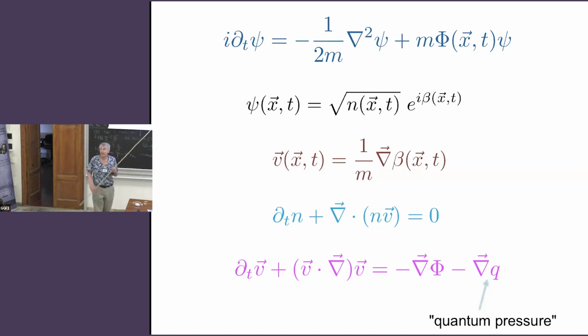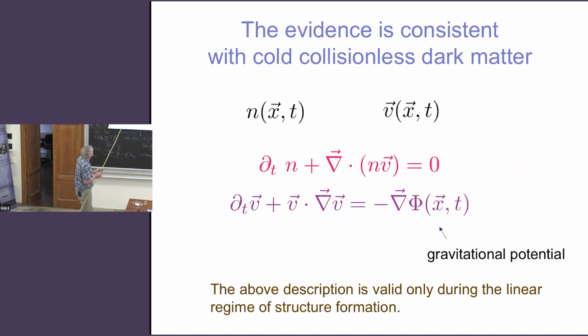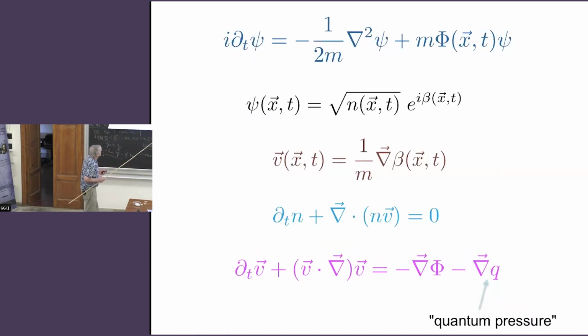And then do they satisfy the Euler equation? Because earlier I'd said, what you want is stuff that satisfies this equation. And actually it has an extra term. And this extra term is also a gradient of Q. And Q is called quantum pressure.